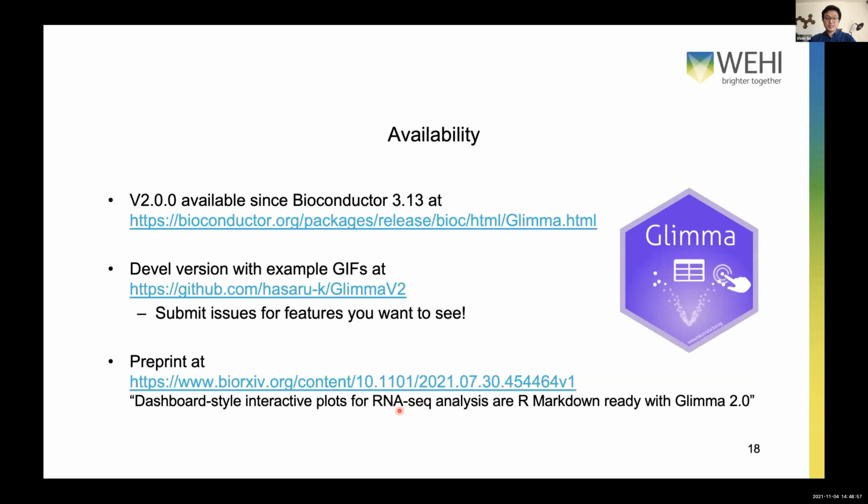And in terms of availability, it's been available since the previous release of Bioconductor in version 2. We've made some more changes in the current version. So if you want the latest and greatest, go to Bioconductor 3.14 to get the latest. I think it's in Glimma 2.4 now.